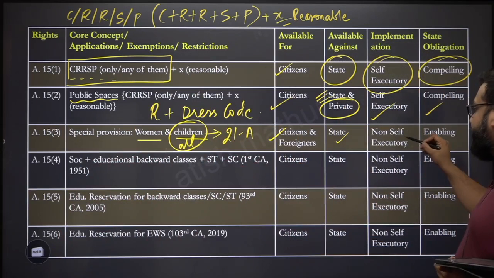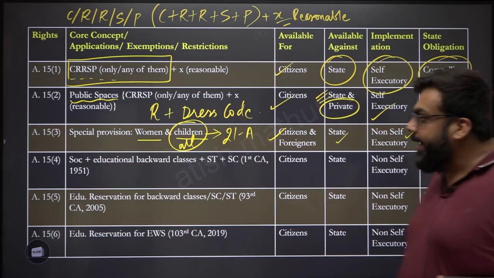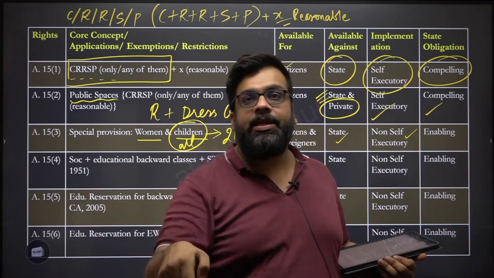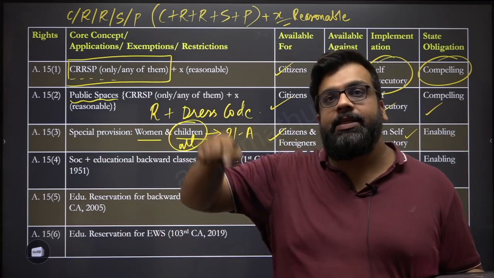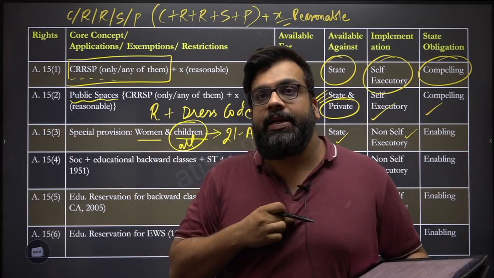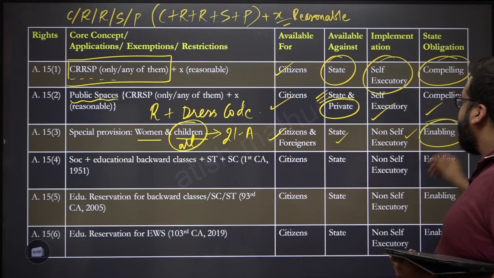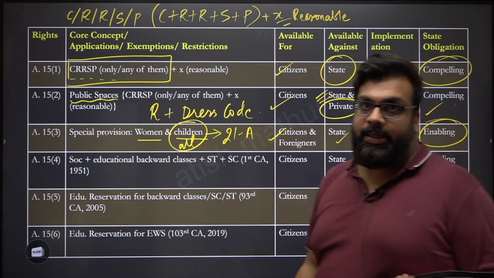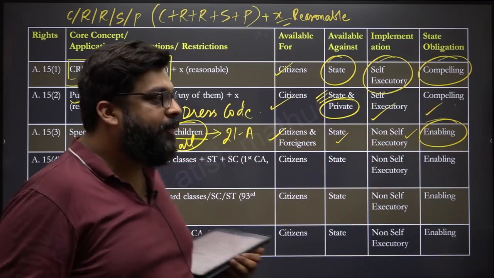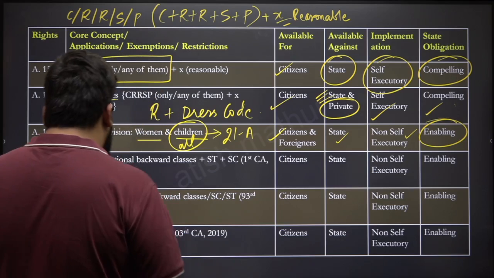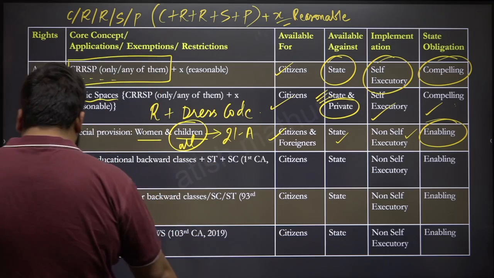So obviously it is not self-executory, and it does not give you any timeline that the state has to necessarily do it by now, or the state must necessarily have completed it in that specific time, which is why it is actually enabling in nature and not compelling in nature. Now you'll be able to understand the difference between a compelling fundamental right and a non-compelling fundamental right, right? Or an enabling fundamental right.